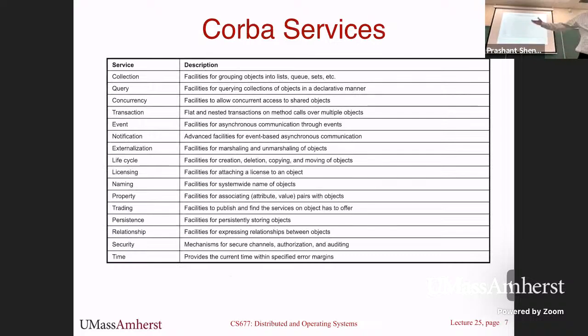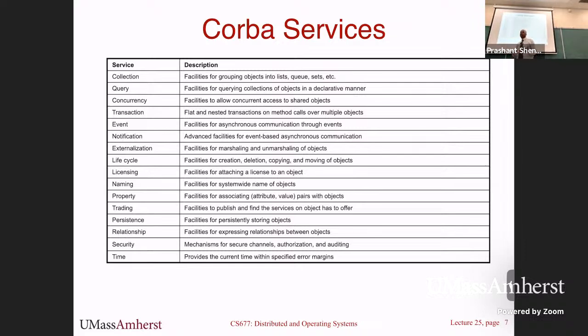Okay? So here's a list of all the services that Corba is going to provide. And what you will see is Corba is now a heavy-duty middleware system, providing all kinds of services that you might think of. So there's one called a query service. If you want to query a database, you can use the query service. There's a concurrency service. So if you want to do threading, you have a concurrency service. There's a transaction service. You want to implement transactions in your application, you just use the transaction service. There's an event and a notification service.